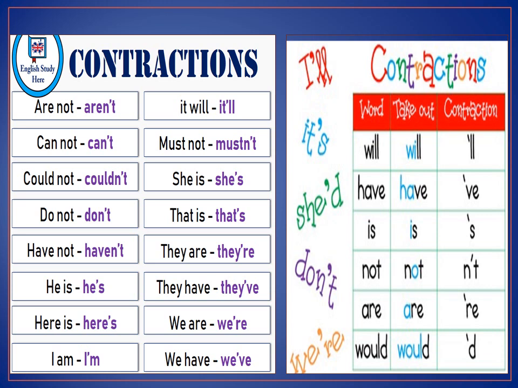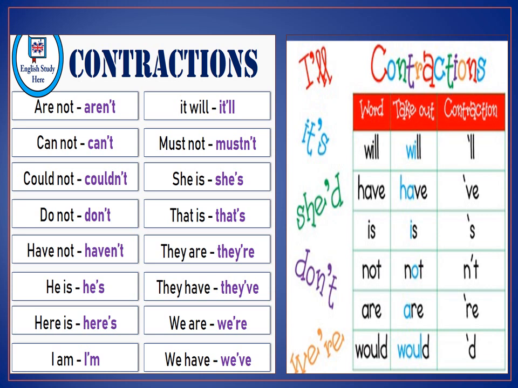Second example, cannot, C-A-N-N-O-T. It is shortened by adding an apostrophe. But we just cannot add an apostrophe. There is a change over there. What is that you can observe? C-A-N apostrophe T. That means two letters, N and O, are removed from the word. So to make words shorter, a few letters are removed and an apostrophe is placed in place of those letters. That is how contractions are made, children. So cannot is changed to can't.